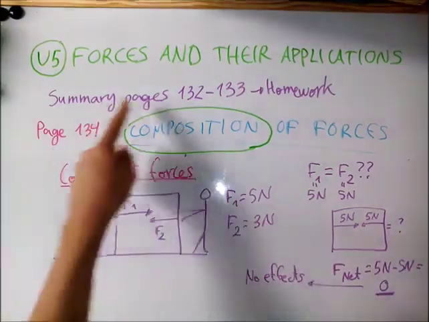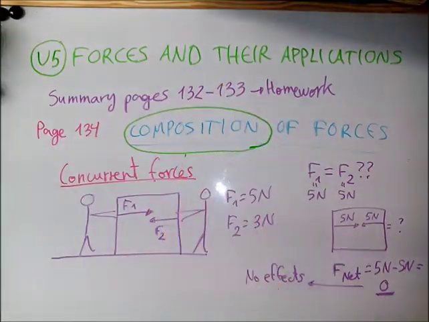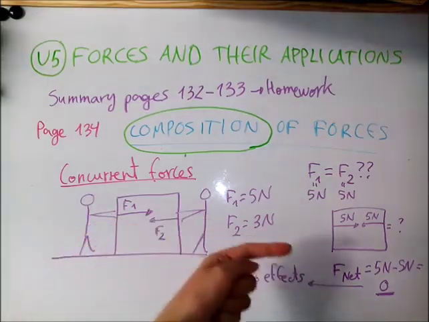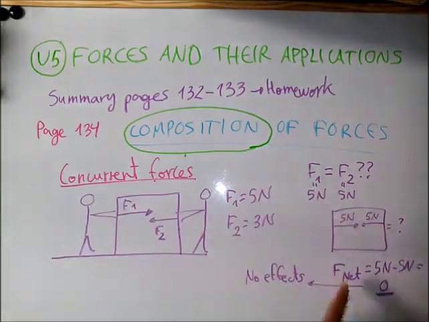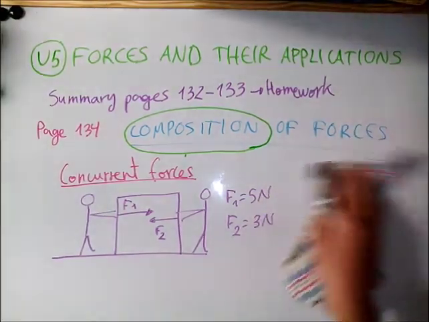If you do the summary on pages 132 and 133, you will realize that forces create effects on bodies. For example, motion. This is one of the effects. So in this case, if this is higher than this, it would create a motion towards that direction, okay? But if they have the same intensity, then the net force would be 0, okay? This is just another example. And now we're going to do the third one.